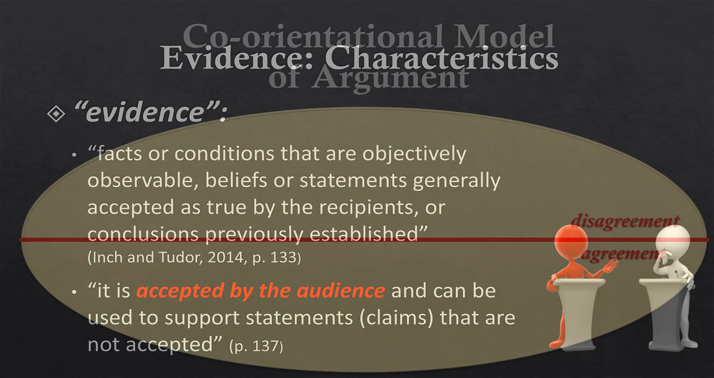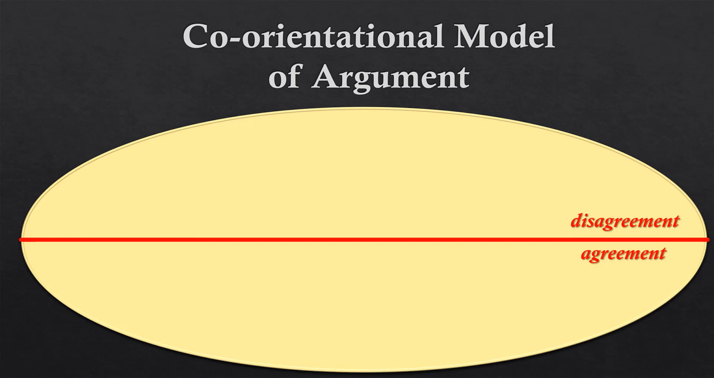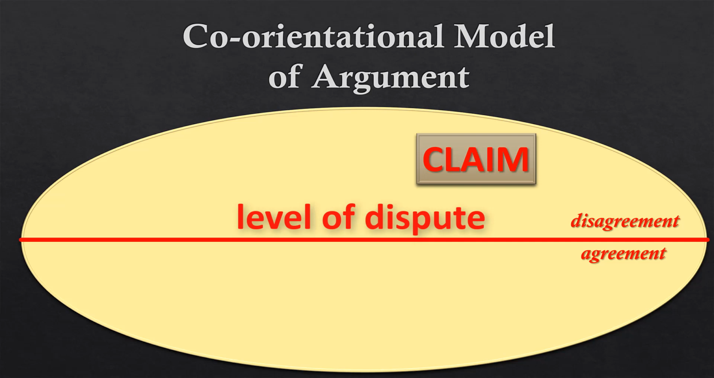If we remember the co-orientational model of argument, we'll remember that the context of disagreement essentially divides the context into two realms. A realm in which the arguer and the audience are disagreeing on points, and a realm in which the arguer and the audience are agreeing on points. We call this line the level of dispute. So, an argument's claim is always going to be positioned in the realm of disagreement, because if the audience agreed with our claim already, we wouldn't have to argue, right?